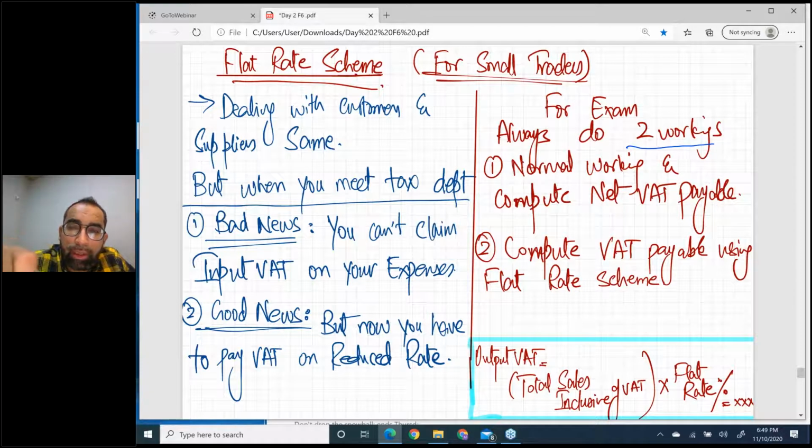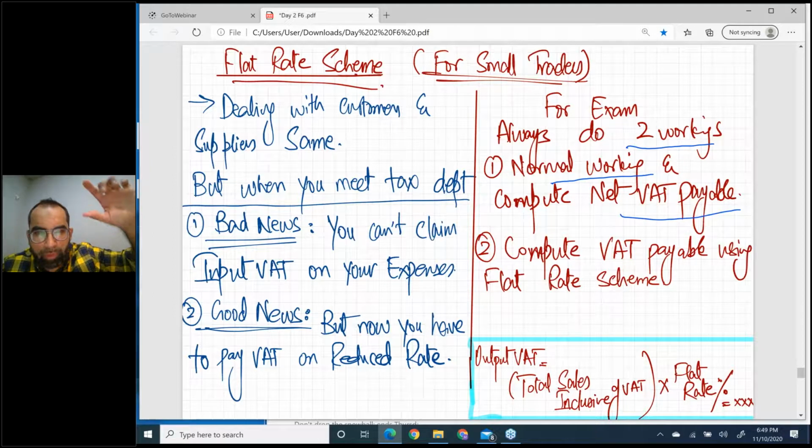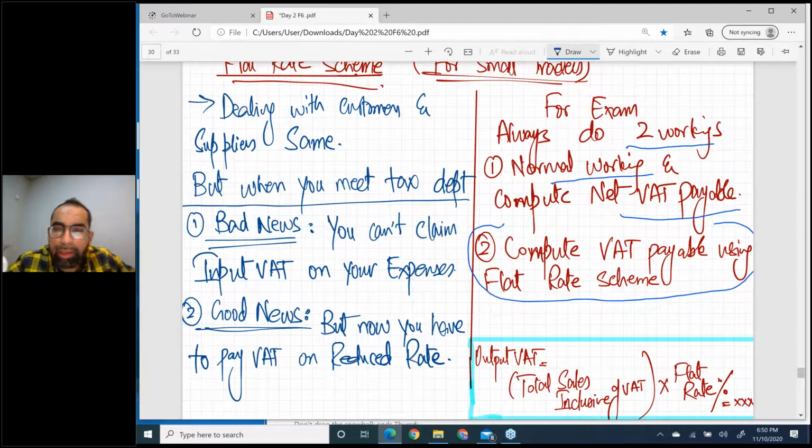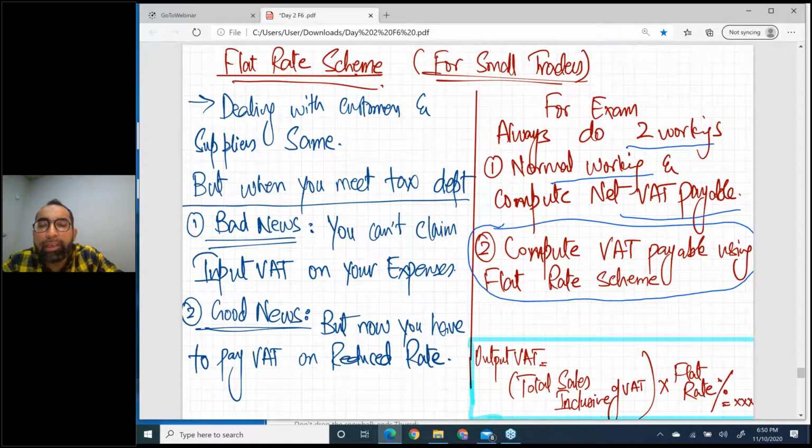Number one, normal workings: compute net VAT payable. Normal working means make the normal VAT return, output VAT less input VAT. What we do normally, you remember, output VAT less input VAT is your normal VAT. So first calculate net VAT payable using normal workings. And the second, this is the king step: compute VAT payable using the flat rate scheme.